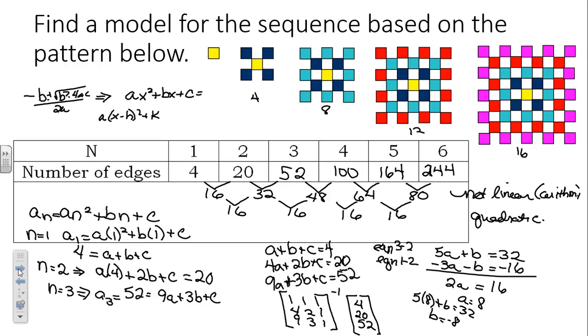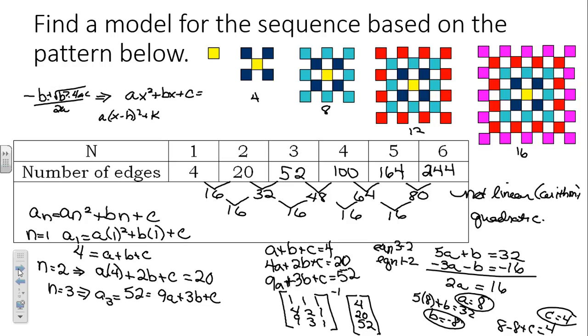And then let's plug them both into the top equation. 8 plus a negative 8 plus what gets me 4? 4. So C is 4.